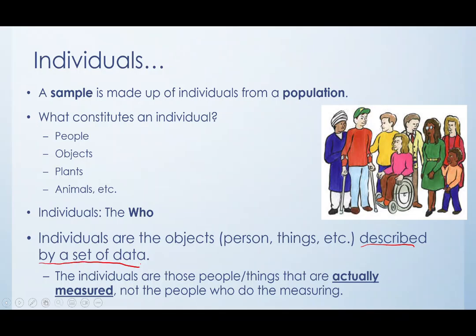Okay, so these are the individuals that have had information collected from them. They're the things, the people that have actually been measured. They're not the people who do the measuring. They're not all the people in the population. They are the people who the data has been collected from. That is the sample, okay?